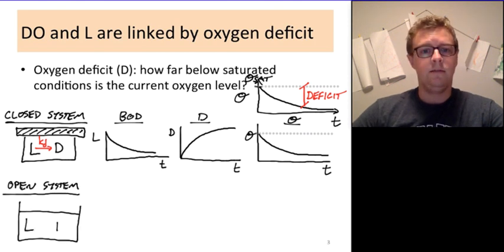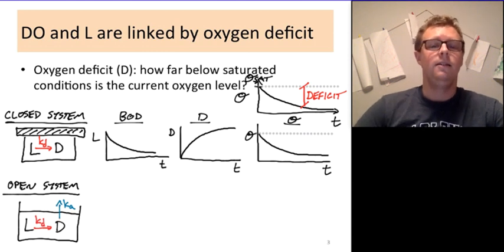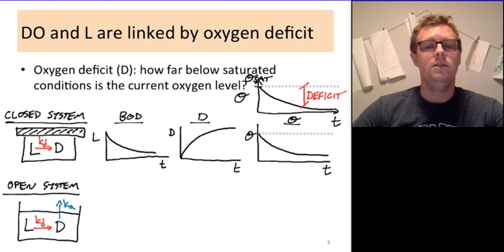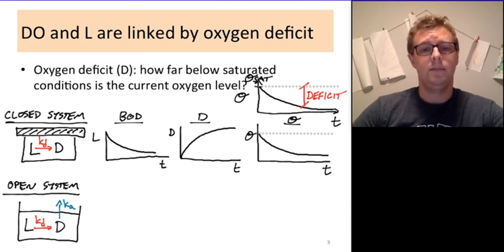If we think about an open system, much more typical for us, you can see that now deficit lives in between two reactions. So deficit is created by decomposition, and deficit is removed by reaeration. That's a key concept out of this web lecture that I want you to remember. Deficit is created by decomposition, it's removed by reaeration.